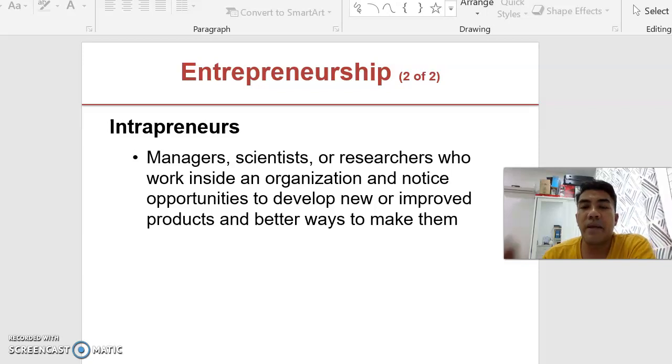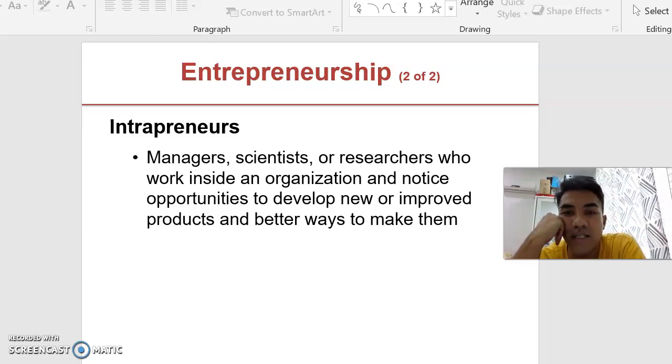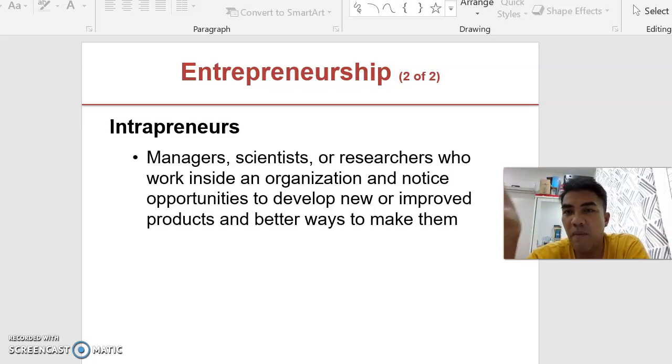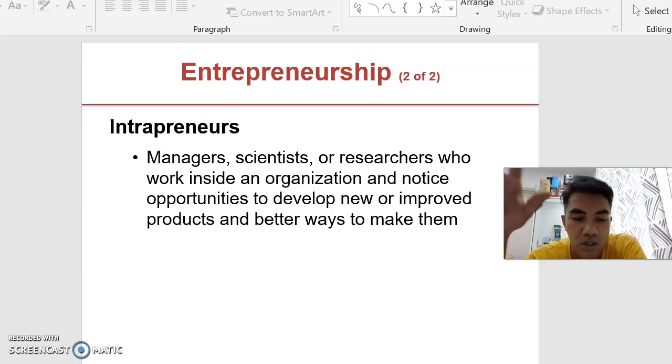And intrapreneurs are managers, scientists, or researchers who work inside an organization and notice opportunities to develop new or improved products or better ways to make them. In many large organizations or multinational corporations, they develop special business units or departments within their organization, so that instead of leaving the organization and setting up their own company, these people are allowed to be creative and to identify new products, new inventions, new creations that they can develop for the benefit of the organization.